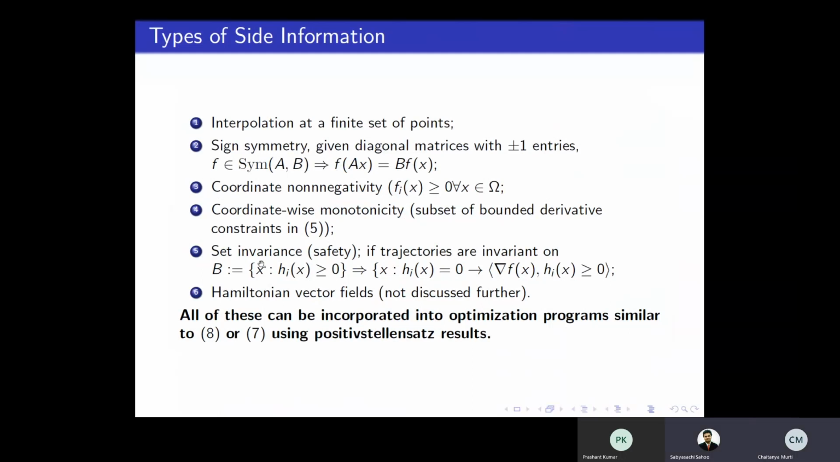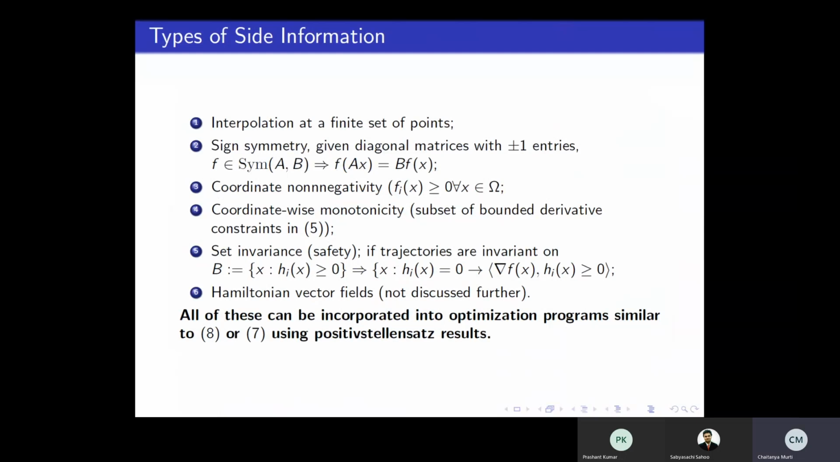Okay. So set invariance is the more interesting one. That's saying that if my trajectory starts from my initial condition, right? With the differential equation, you always have the dynamics, like x dot is equal to f of x, and you have an initial condition, x of 0 is equal to x naught, or something like that, right?